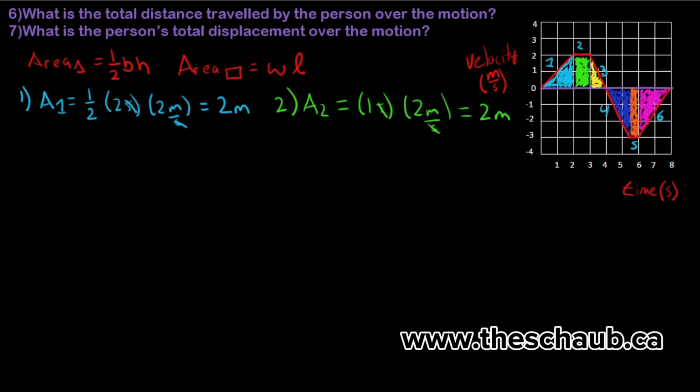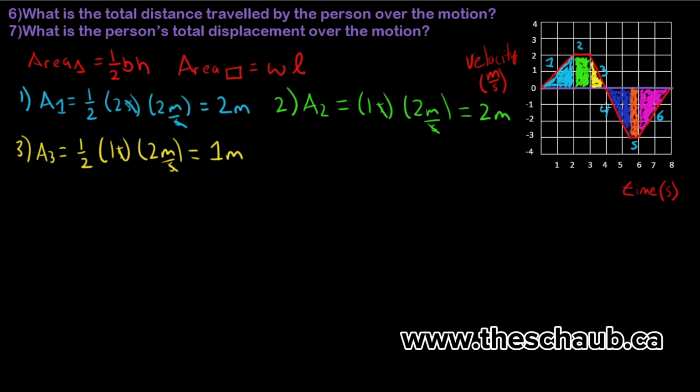Our third area here is again a triangle, so our third area is equal to 1/2. We have a base of 1 second and a height of 2 meters per second. Our seconds cancel out, and we're left with an area of 1 meter.